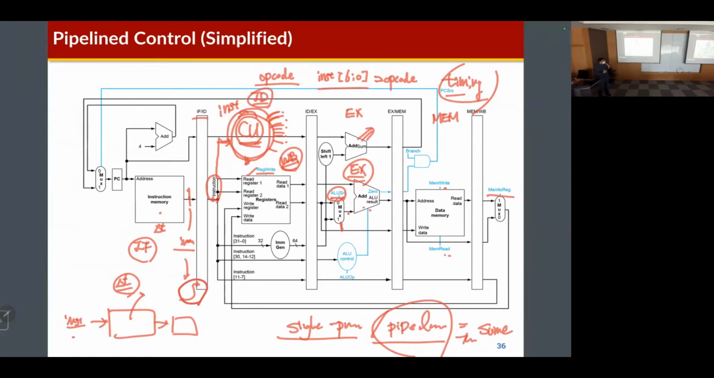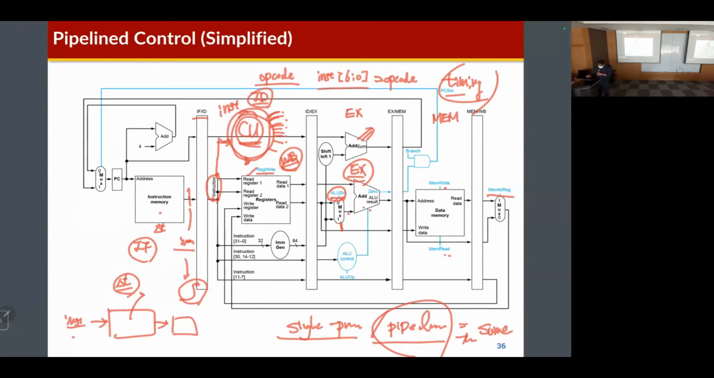Also, like the single cycle processor, the pipeline processor also requires a control unit, and you can generate control signals from instructions. The control unit is here because we can decode instructions in the ID stage, that is the instruction decoding stage. The instruction is given to the control unit, and then control signals can be generated. These control signals are the same as the control signals of a single cycle processor.